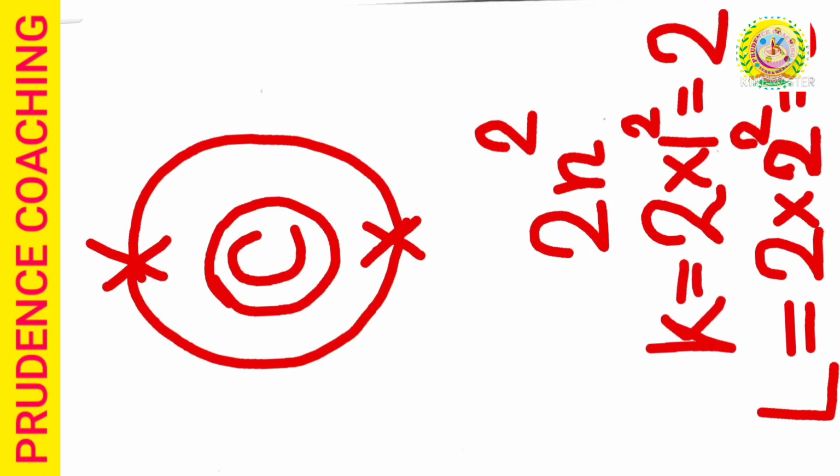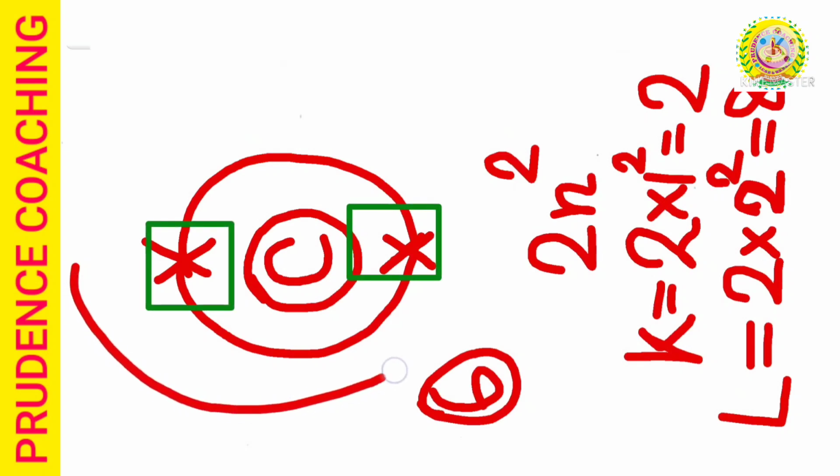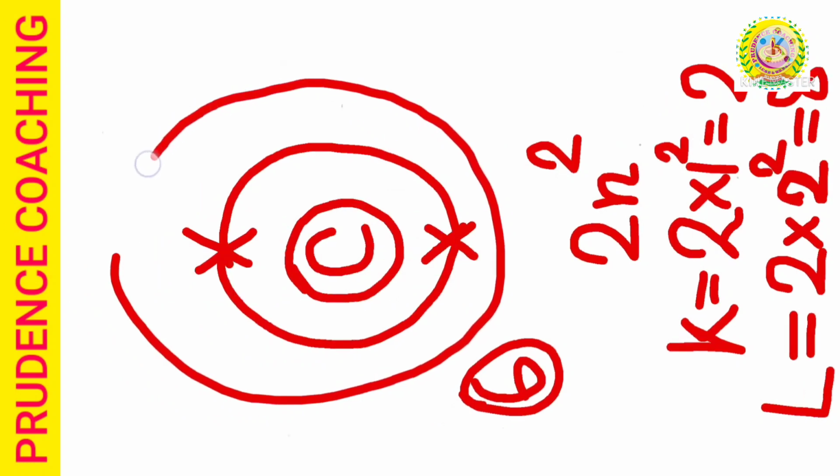But here the atomic number of carbon is 6. That means total 6 electrons of carbon are there. So 2 is already placed in the K shell. Remaining 6 minus 2, that is 4, will be placed in the next shell, that is L shell. So here 1, 2, 3 and 4.